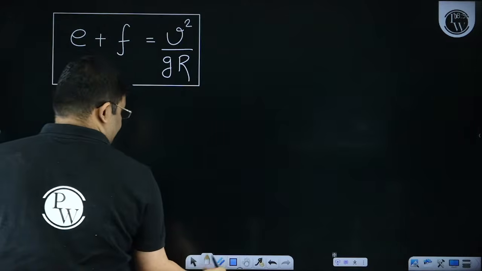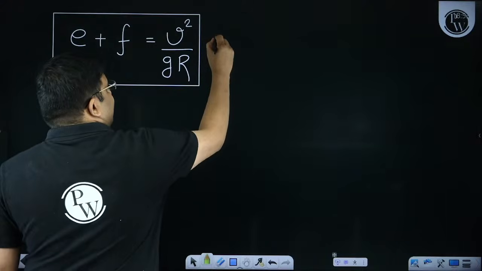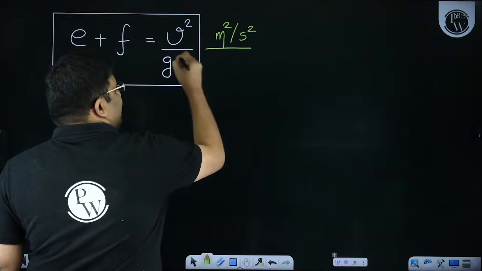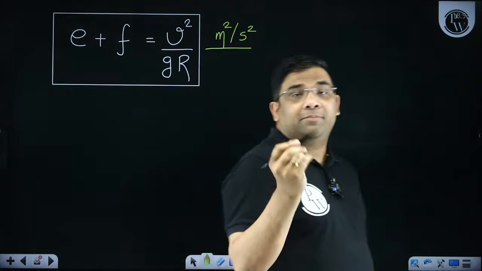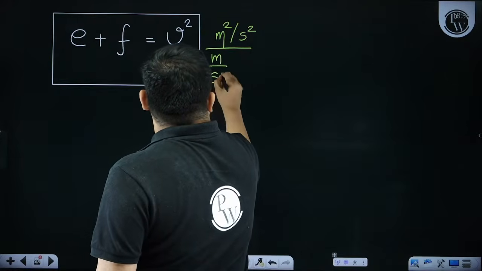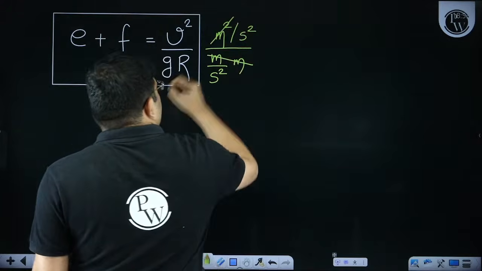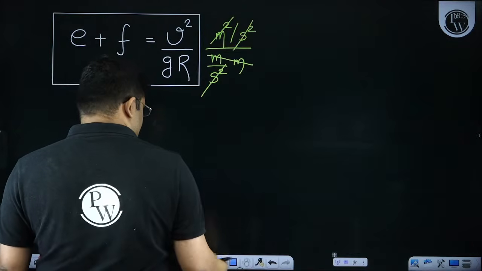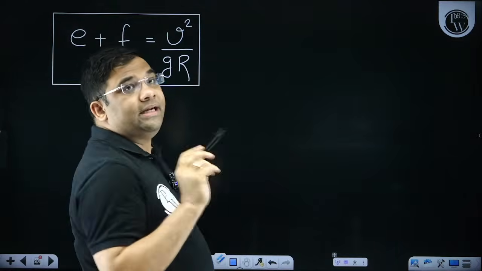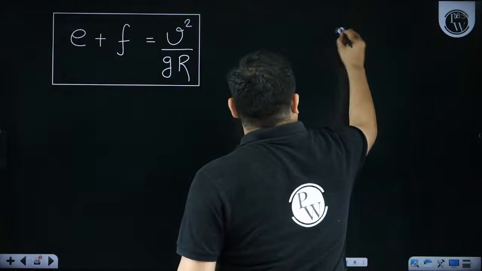Now see what happens here. This V is in meter per second, so when I square it, it is meter square per second square. G is acceleration due to gravity, that will be meter per second square. Now this radius will be in meter. So meter square gets cancelled, second square gets cancelled, and this quantity is unitless.